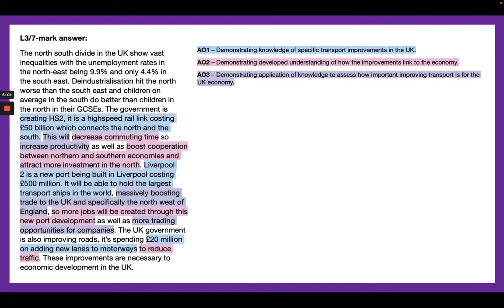Now, AQA actually provide us an answer for this. This got 7 marks. Have a pause, have a read. Off you go. Now, I'm sure after you read that, when you start to pick it apart, there's actually not that much happening here.